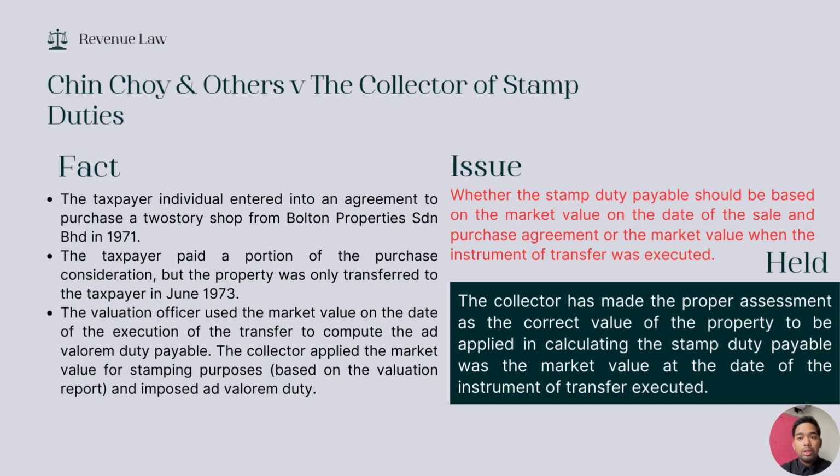Referring to Chin Choi and others versus the Collector of Stamp Duties, the fact of this case is that the taxpayer entered into an agreement to purchase a two-story shop from Bottom Property Sendirian Berhad in 1971. So this is the date of execution of the sales and purchase agreement. Then the taxpayer paid a portion of the purchase consideration, but the property was only transferred to the taxpayer in June 1973. So this is the date of execution of the instrument of transfer.